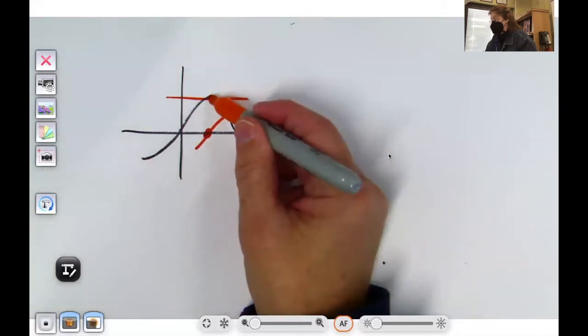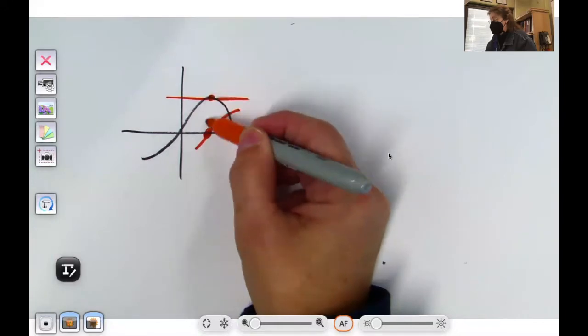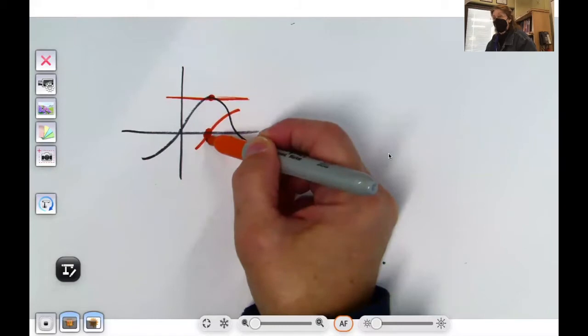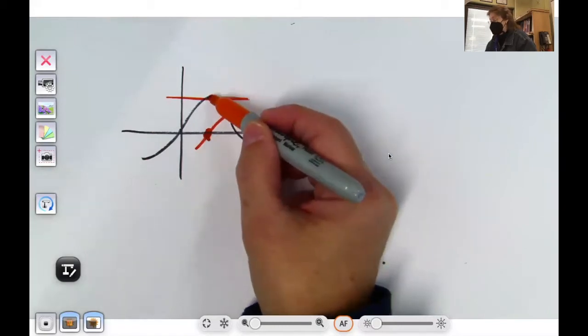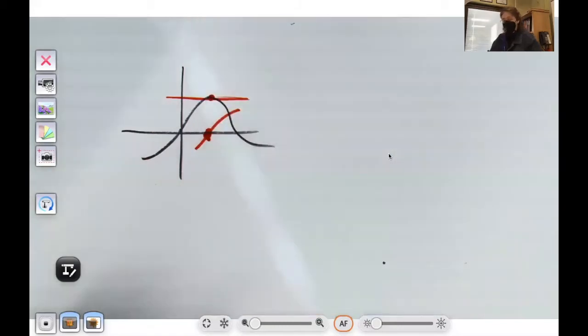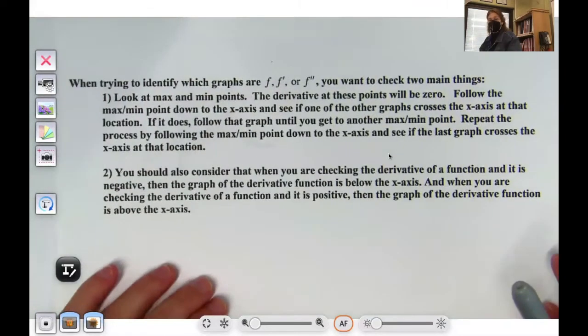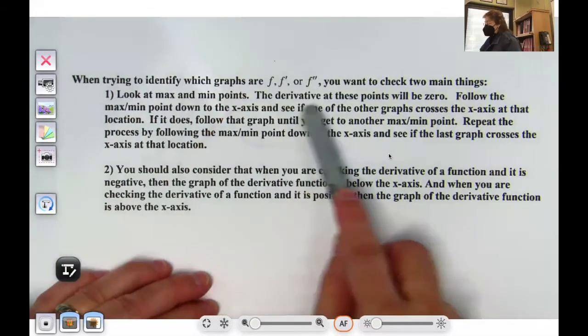So if I had another graph, then at this point, coming down here, this would have to be the original function. This would have to be the derivative, because the derivative would have to be at 0, because it's a horizontal tangent line.